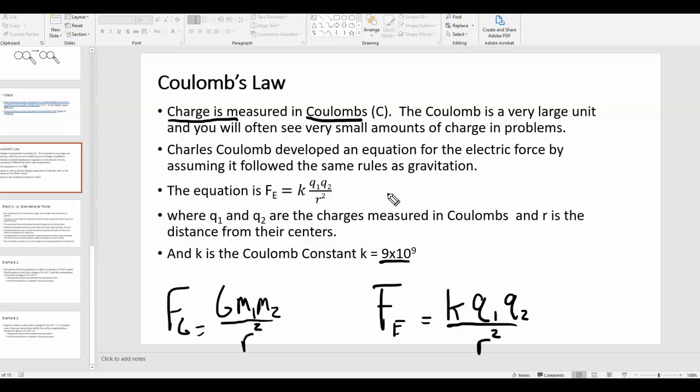the other key difference is that, remember, the electric force can be either attractive or repulsive depending on whether the charges are positive or negative, or one of each. So we're going to do just a few examples and then we'll be done with this video.